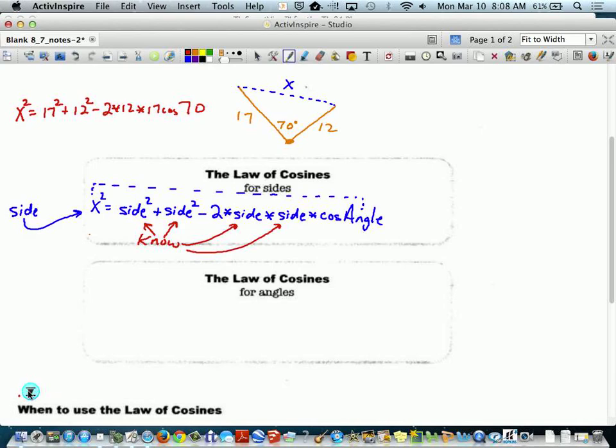Wait, what is your scribble? Oh. Because it's x squared, yeah, so you can either get the number then square root, or I just do it right away.